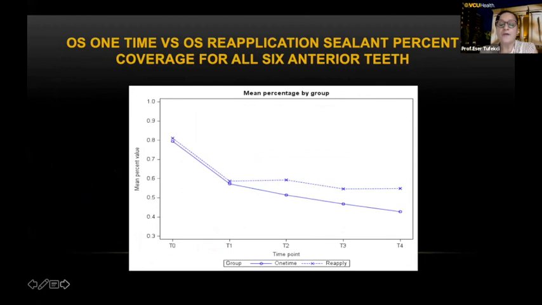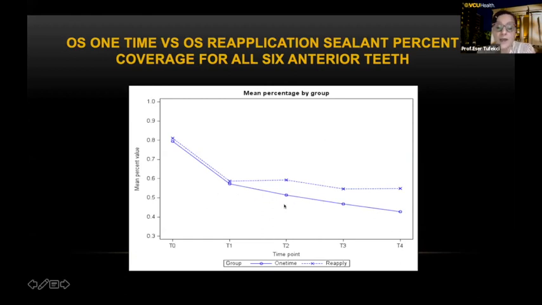Now I am giving you the results of one-time application and multiple application. In this case, the product was reapplied. We aim for 3 months, but in this study we were able to do it every 4 months, as I mentioned earlier. So if you look at it, by the way, the solid line is the one application and the dotted line is the reapplication.